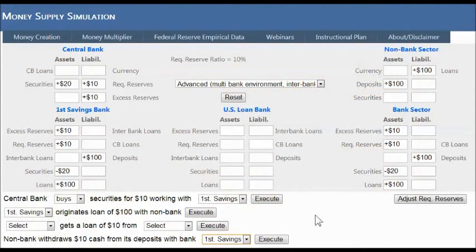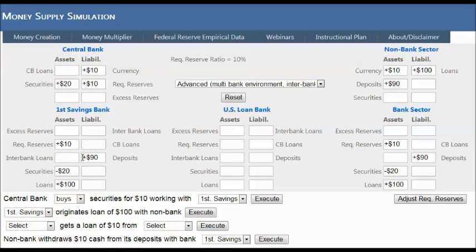The advanced scenario introduces cash withdrawals in a multi-bank environment. Still, it is recommended to first use only one bank. Here, one bank, the First Savings Bank, is already equipped with $20 of reserves, has originated a loan and therefore deposits, and fulfills its required reserves. Now we explain to students that the customer wants to withdraw $10 from their deposits. Since the First Savings Bank cannot print the money, First Savings has to buy the cash from the central bank using their excess reserves. If we click here, First Savings loses the excess reserves.